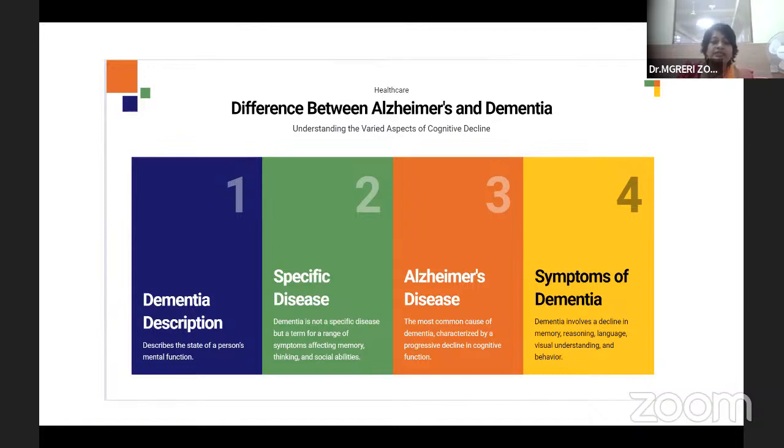So what is dementia? What kind of things do we get when a person has dementia? When we have dementia, your memory will completely decline, and there will be a decline in reasoning, communication, language, visual understanding, and also your behavior.